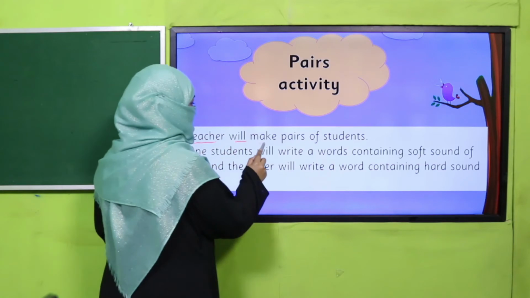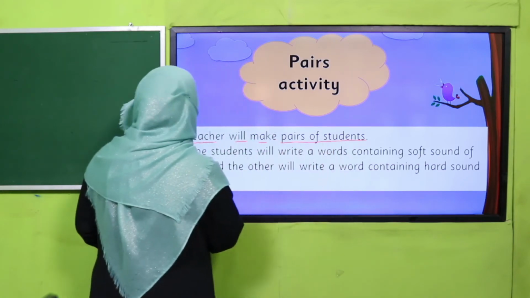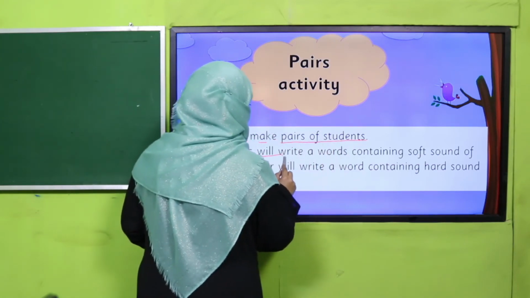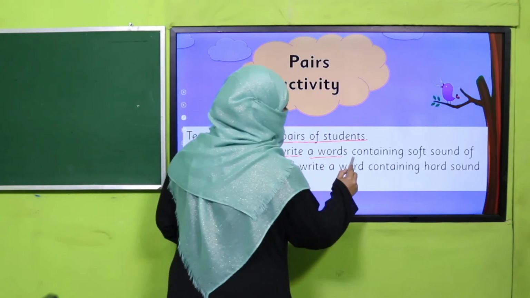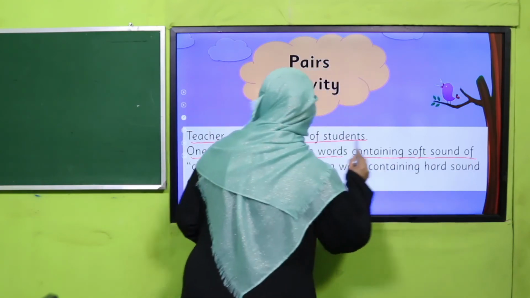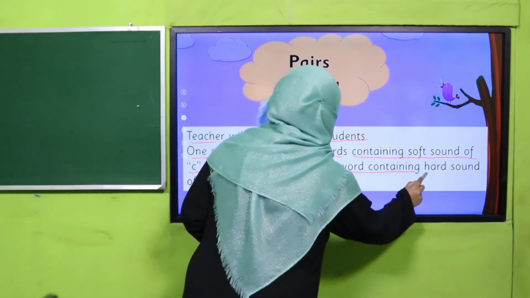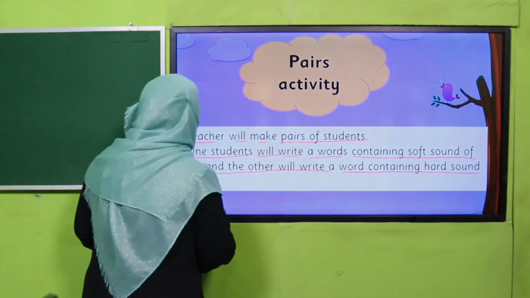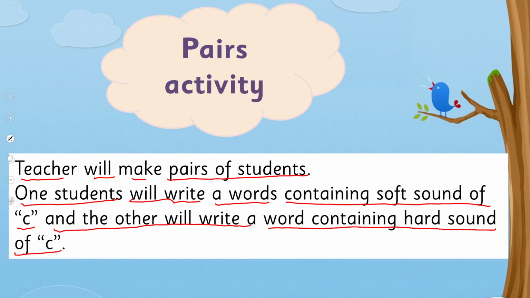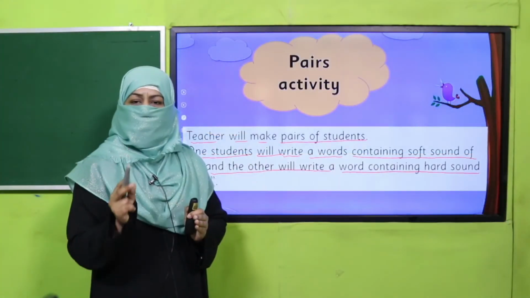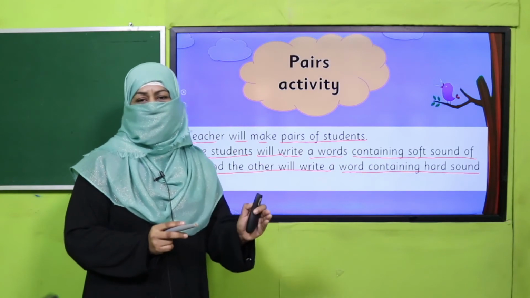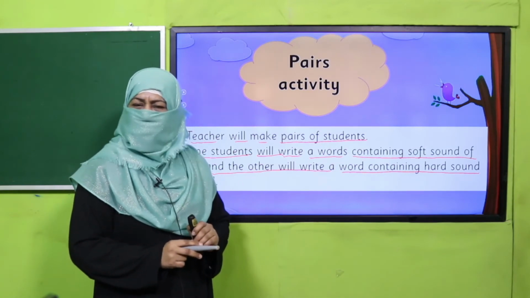Teacher will make pairs of students. One of the students will write a word containing soft sound of C, and the other will write a word containing hard sound of C, and you will say the word as well. Okay, so teachers kindly make pairs of the student. One will write a word with soft C and the other will write a word with hard C. So pause the video, enjoy the activity.